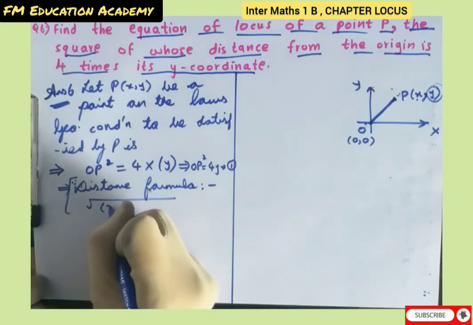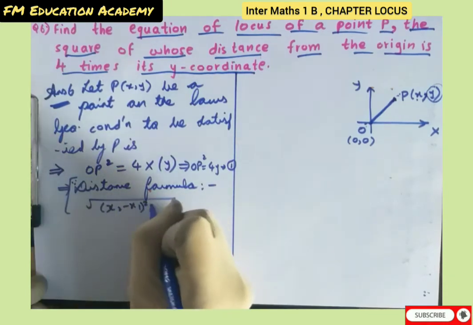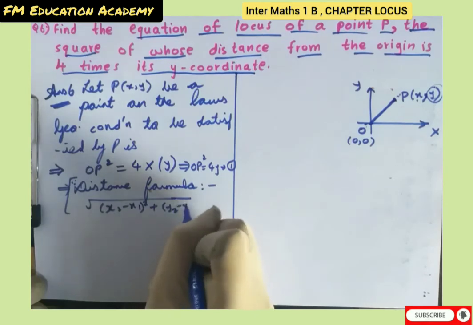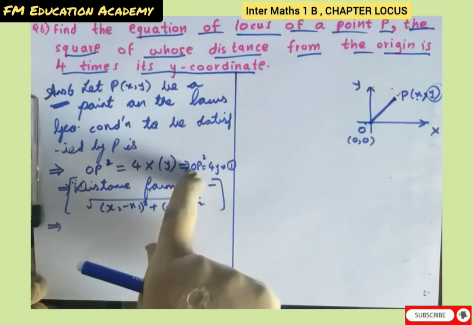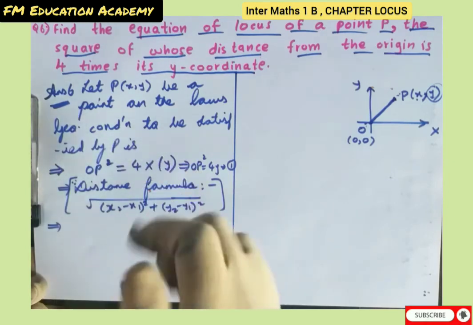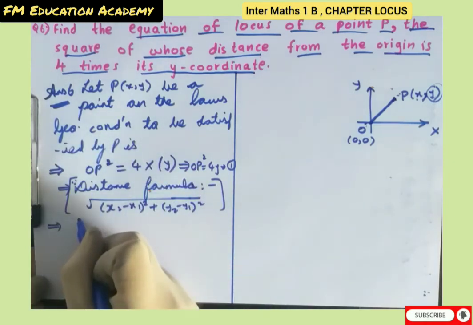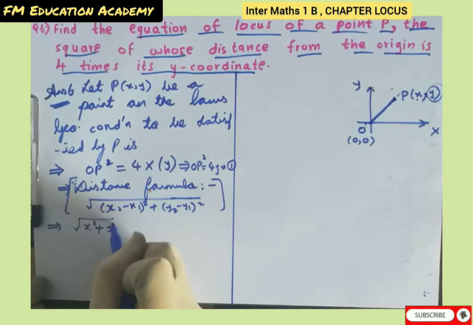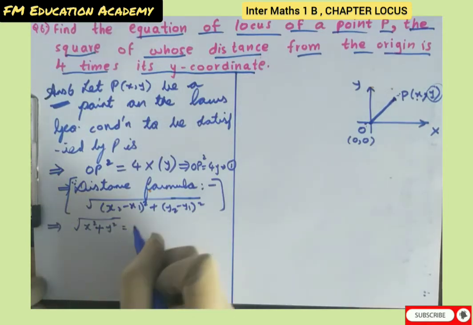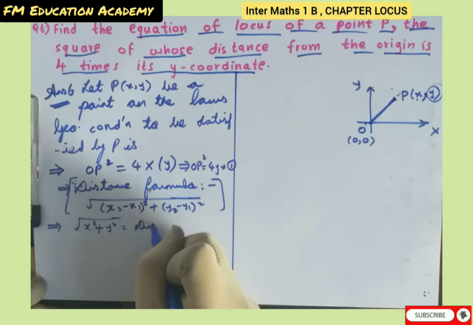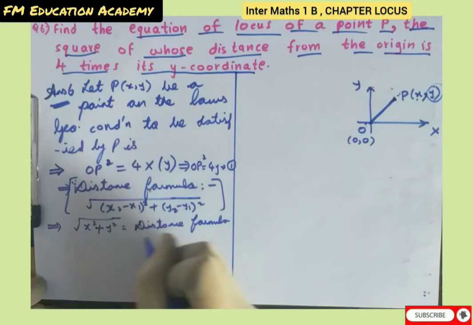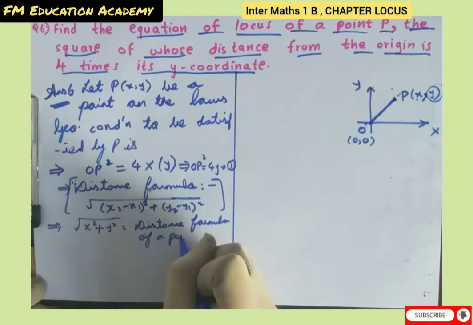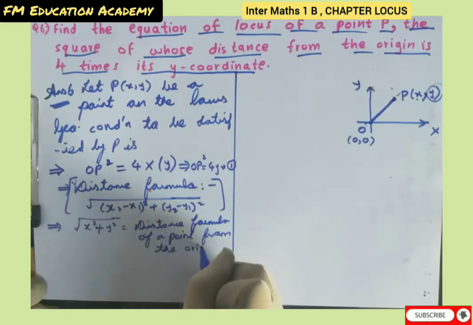Root of x2 minus x1 whole square plus y2 minus y1 whole square. One more thing here: remember the distance formula for a point from the origin is root of x square plus y square.